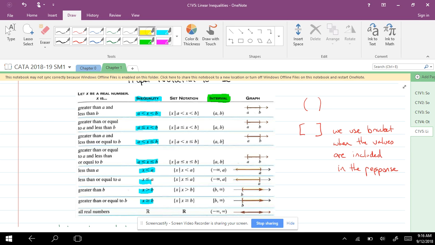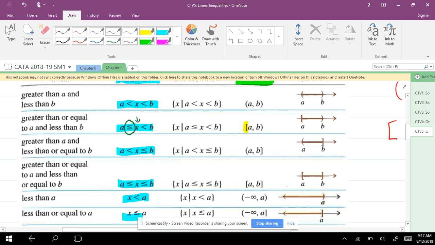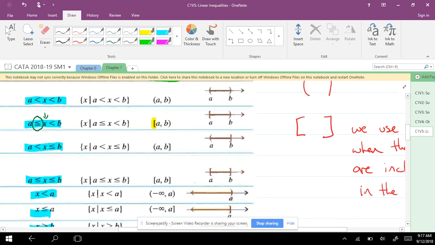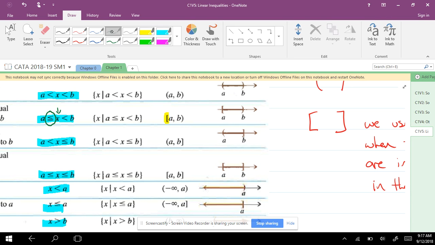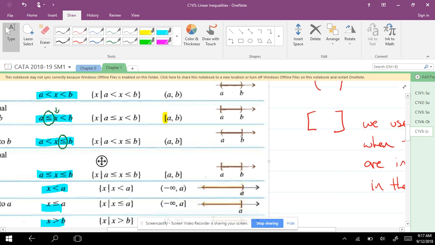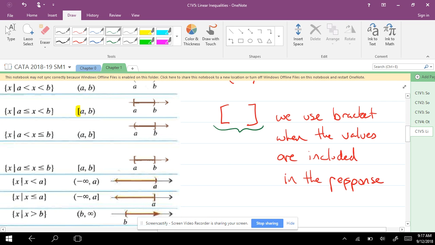Now, if you notice here, here's a bracket, right? And the reason why we're using a bracket on that A is because it said it was greater than or equal to. Now, notice I have to read right to left because I start with where the X is, and then I read towards the A. So X is greater than or equal to. That means A is a part of that set. So we're going to use a bracket. So anytime we see less than or equal to, or in the other case of greater than or equal to, we're going to use the brackets.